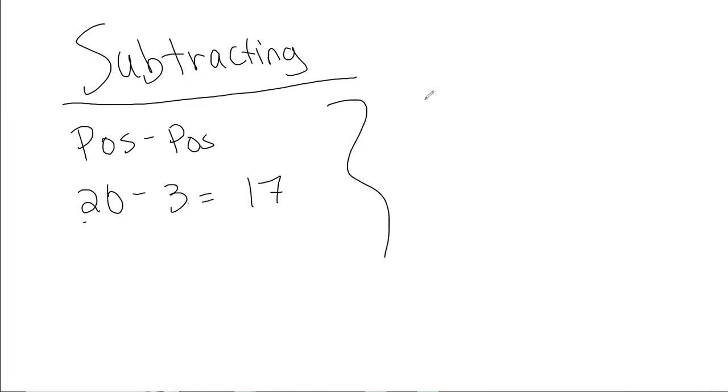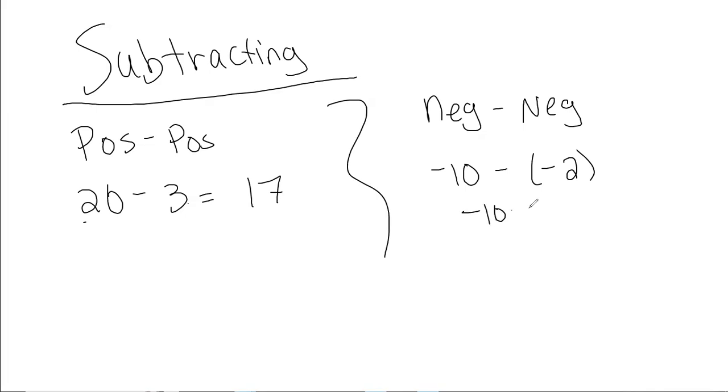Okay, what if it is negative minus negative? So negative 10 minus negative 2. And again, you really do want to put that second one in parentheses this time, because if you don't, look how those, see, sometimes those will run together and you don't want that. Okay. This one is best illustrated on the number line.